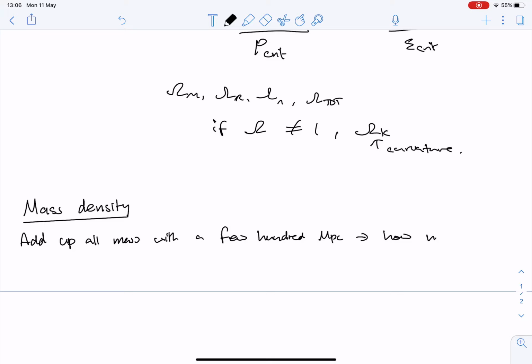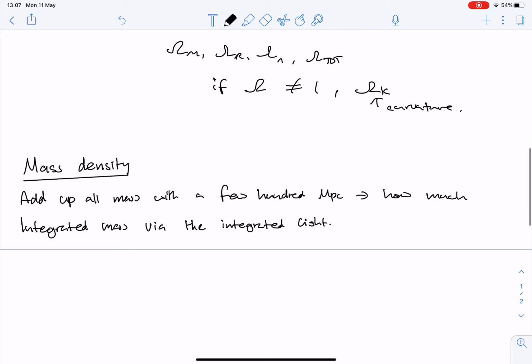However, it's not very simple because you can't identify every single star within 200 megaparsecs. There are 10 to the 11 stars in our own galaxy. There are many thousands of galaxies within 200 megaparsecs. You can't even see each individual star. So you can't do it like that. And so what you actually do is you measure the integrated mass via the integrated light. And that's a much more straightforward thing to do.